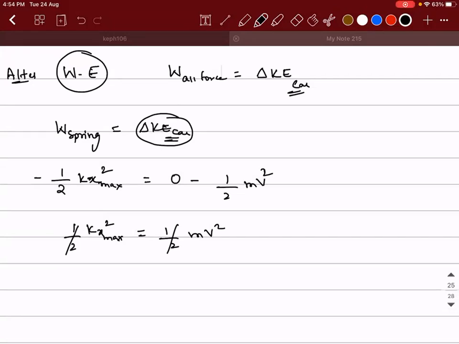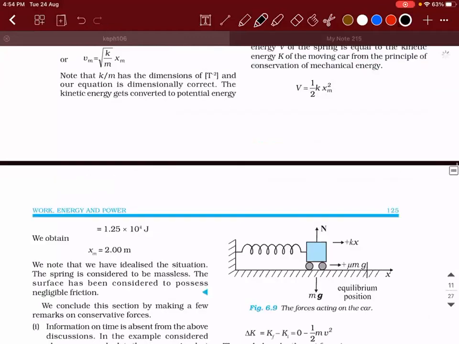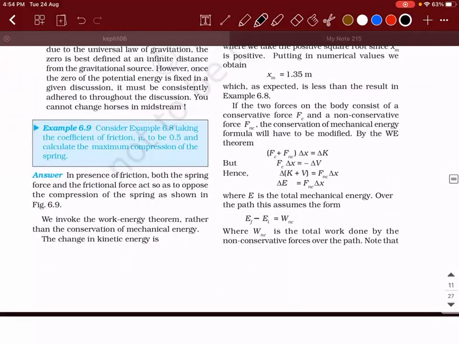So you're able to understand? I could apply both energy conservation and the work energy theorem to this problem because the whole system is acting under conservative forces. But if you see the next part of the question itself, they would have changed something. The next question is, consider example 6.8, taking the coefficient of friction of the surface to be 0.5. Now calculate the maximum compression.